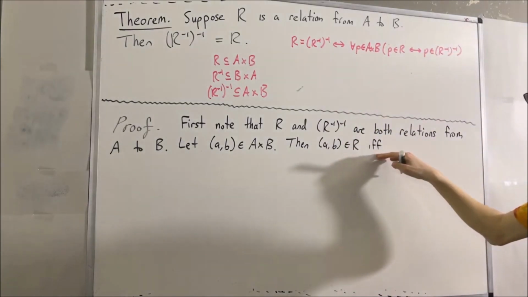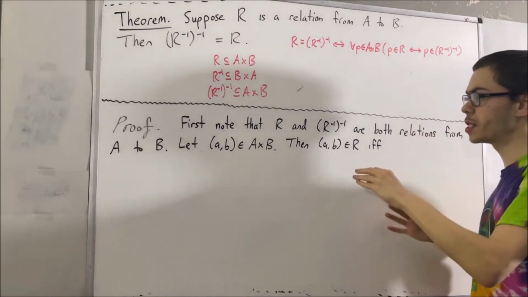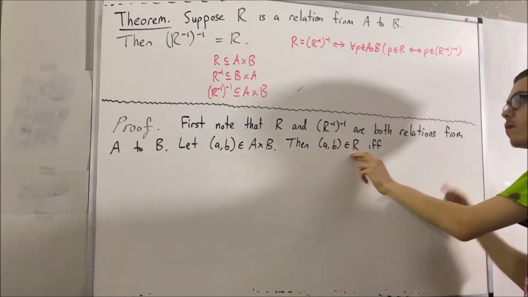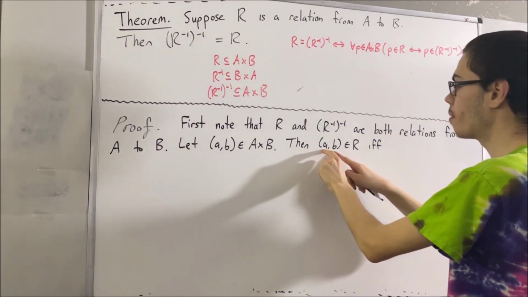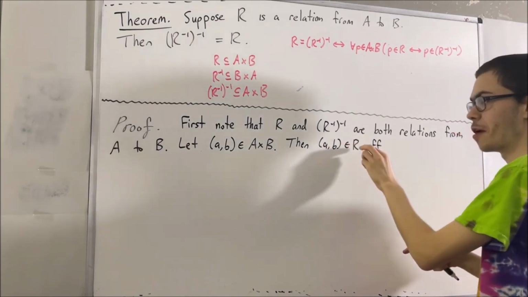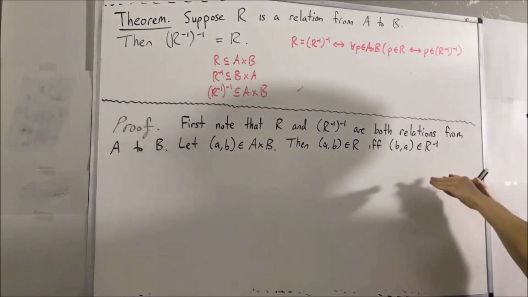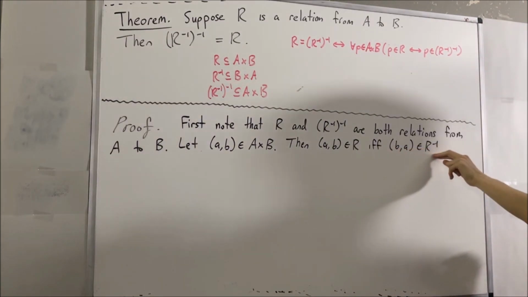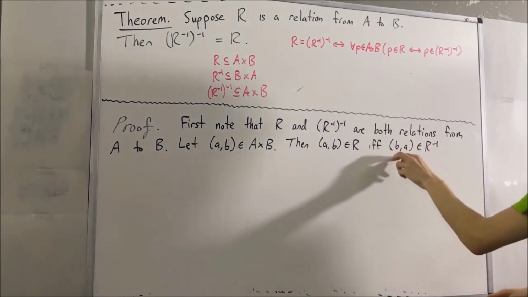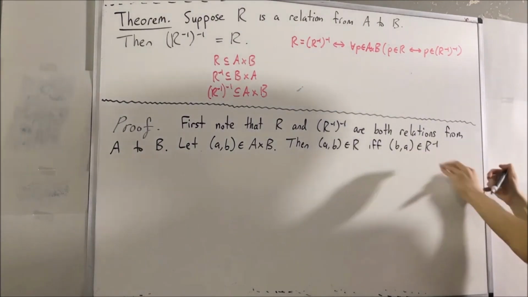If and only if what? Well, if we recall from the definition of the inverse of a relation, this statement is equivalent to if we instead swap the order of a and b and say that (b, a) is an element of the inverse of R. And applying that same idea yet again, this statement is equivalent to if we swap the order of b and a, and we say that (a, b) is an element of the inverse of R inverse.